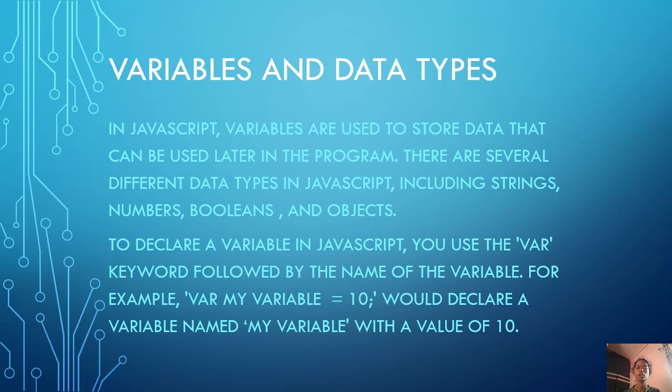We mention the var keyword, then followed by the name of the variable. In this example, var is the keyword and myVariable is the variable name. It is equal to 10, so 10 is stored in myVariable. We declare a variable named myVariable with a value of 10. These are the variables and data types.